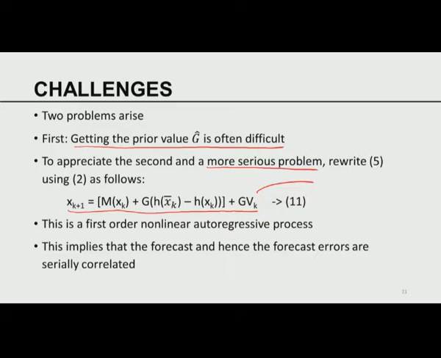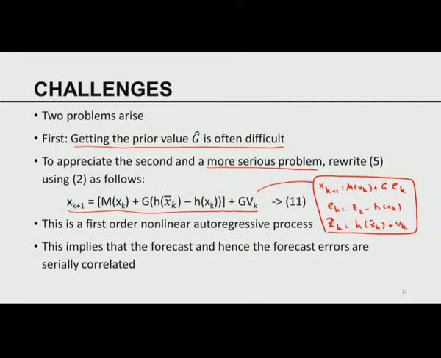Where is this coming from? Please understand, x(k+1) is equal to M of xk plus G times ek, and ek is equal to zk minus H of xk, and zk is equal to H of x bar k plus vk. So these are all the various quantities that are involved in here. X bar k is the unknown true state. So I substitute zk in here, I get ek, I substitute ek in here. If you do these substitutions, the resulting equation takes this form.